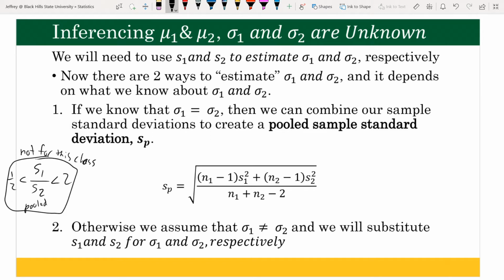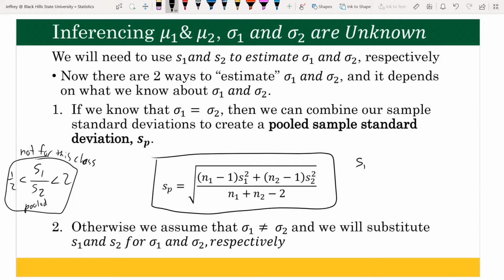If we want to pool the standard deviations together, we need some way of pooling them, and we would use this formula. I have to briefly mention this because it looks a little funny. This S1 squared basically means we're taking the standard deviation from the first sample and squaring it. And the same thing for S2 squared.